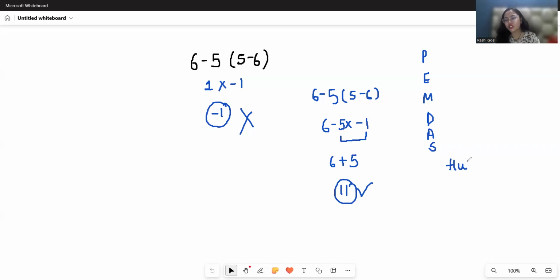And your homework question for today is 3 minus 2 bracket 2 minus 3. Comment down below what the right answer is. The first right answer I will pin.